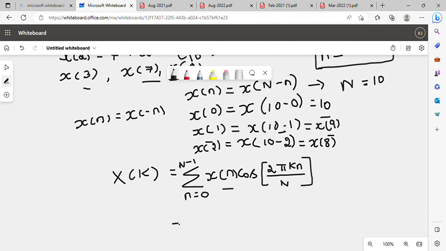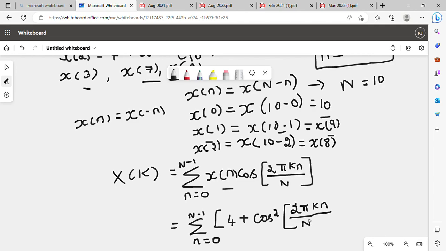And this x of n, we know what it is, so we have to substitute that. It is summation from n equal to 0 to N minus 1 of 4 plus cos square 2 pi n by N, the whole bracket into cos 2 pi kn by N. Right? Yes.